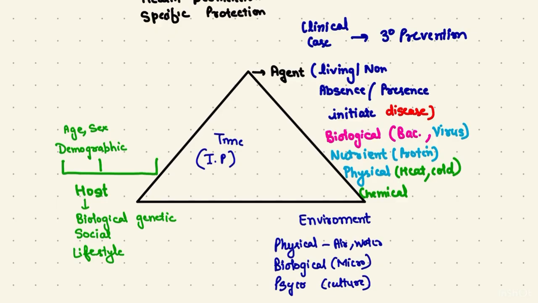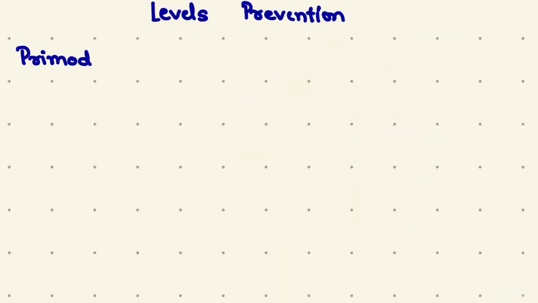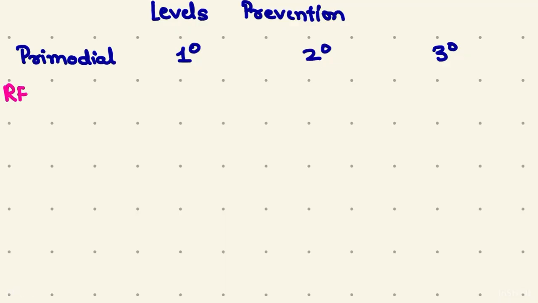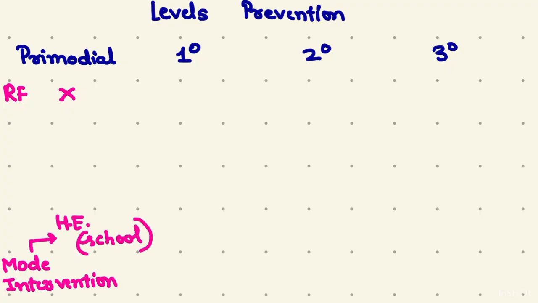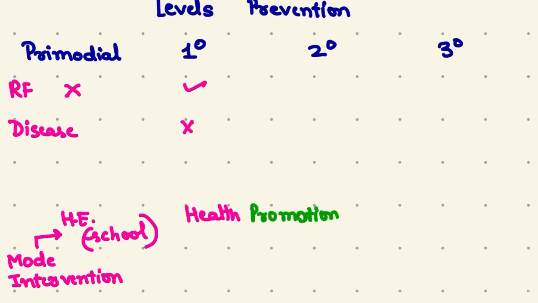Now comes the most important topic, that is levels of prevention, which includes primordial, primary, secondary and tertiary. Primordial में risk factor absent होता है. Mode of intervention is health education, school health education. In primary prevention, disease is not present but risk factor is present. It includes health promotion and specific protection as mode of intervention.